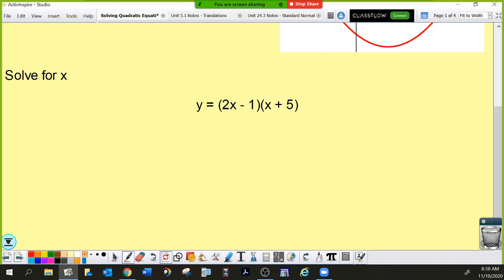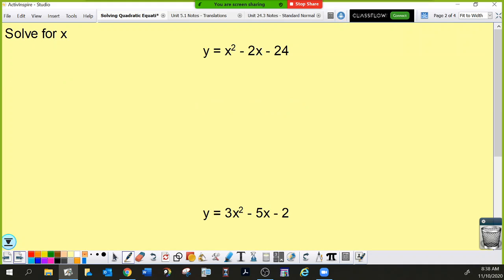So yeah, when they're already factored, life is good. But when they're not factored, we are going to have to solve by factoring. Converting standard form to intercept form. I'm going to use the Lizzie method because I like it.